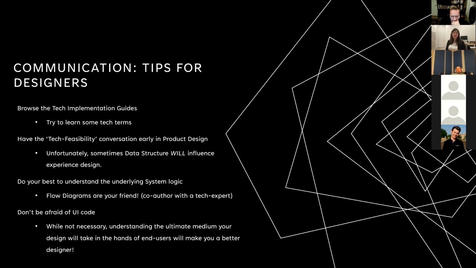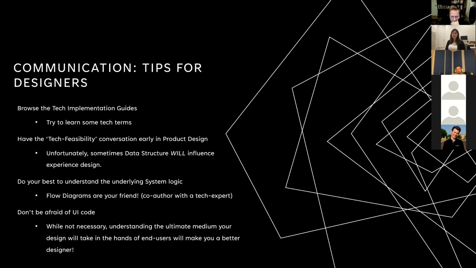Try to understand the underlying system logic. It's related to the data structure thing. Make sure you understand how the process works under the hood and the order that things happen. If there's any prerequisites to getting certain types of data, just understand the way that the process has to flow logically with the technological systems you're working in. And this is just something I tell all designers, don't be afraid of looking at UI code. Although it's not necessary to design a great user experience, knowing the ultimate medium your design will be in will make you a better designer.